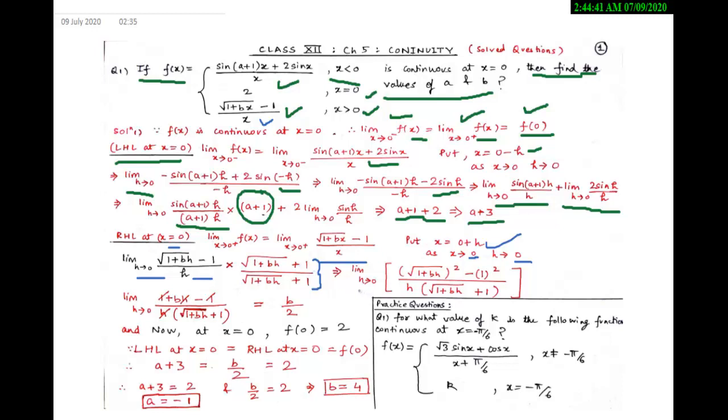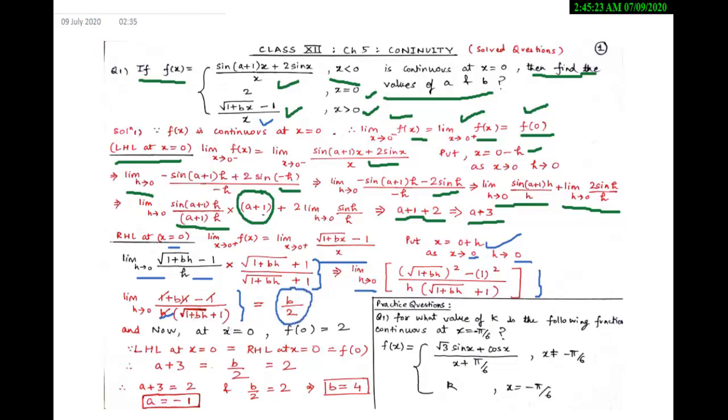So, from here we get limit h tends to 0, and in numerator (square root of (1 + bh) minus 1) into (square root of (1 + bh) plus 1) as (square root of (1 + bh)) whole square minus 1 square. And in denominator, we can write h into (square root of (1 + bh) plus 1). So, on solving it, we get limit h tends to 0 of (1 + bh - 1) upon h into (square root of (1 + bh) plus 1). In numerator, 1 and minus 1 will get cancelled out, and h from numerator and denominator will also get cancelled out. So, on substituting limit h tends to 0, we get b upon 2.